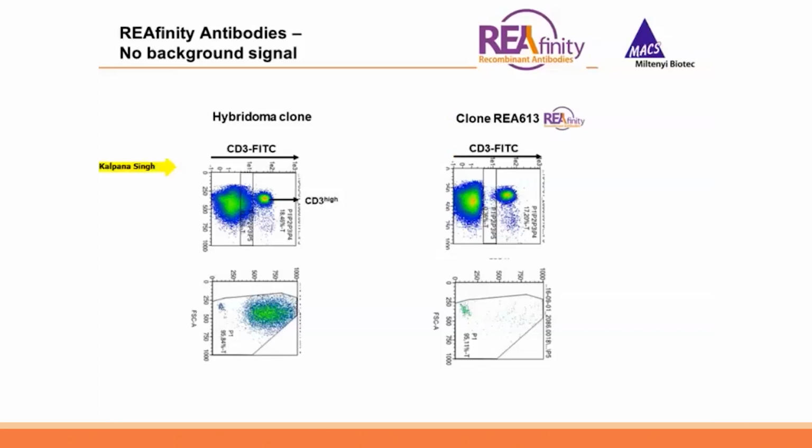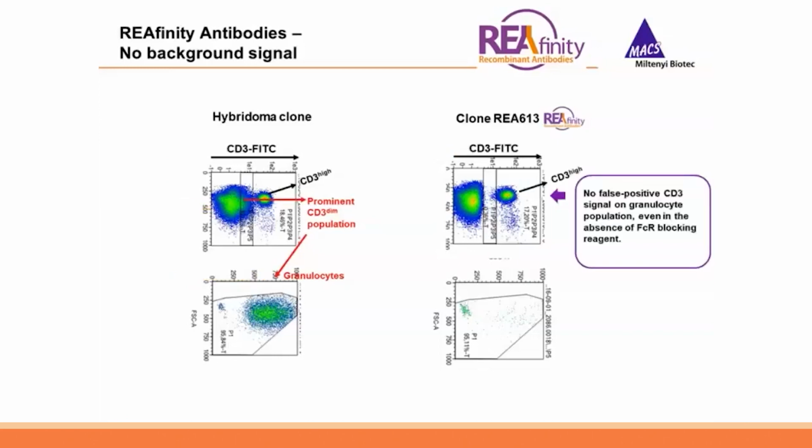Here you see on the left-hand side the analysis done with a hybridoma clone. During the analysis, one can clearly identify the CD3 high population. This is the signal of interest. However, a CD3 dim population was also evident, and when we tried to identify the source of this population, whether the signal is indeed coming from CD3 positive cells or not, we identified that this was happening due to unspecific binding of the CD3 antibody to the granulocytes.